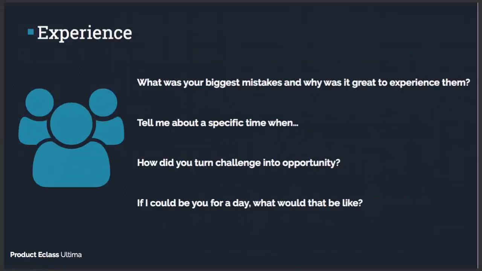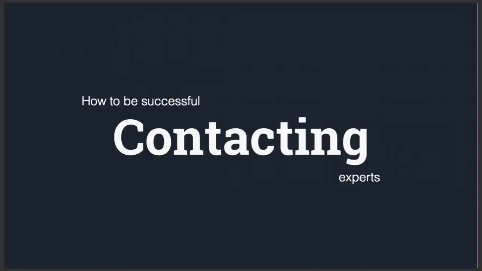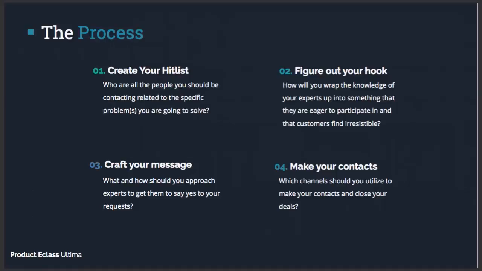And then the beautiful thing is when you create your outline, which we still use the same outline we do in Module 1, we use this outline, but then we change the contents of the outline into questions and allow the expert to provide the answer to that. So experience, reframes, behaviorals. Now, how do you contact these experts and what do you say? Here's the process for that.